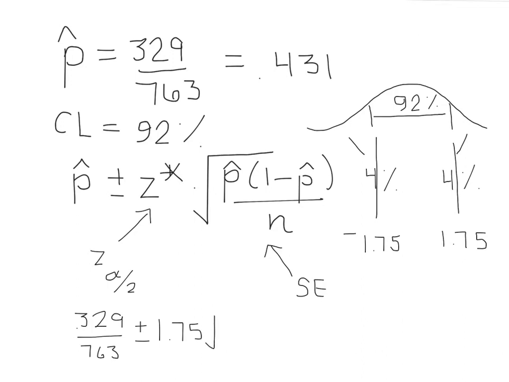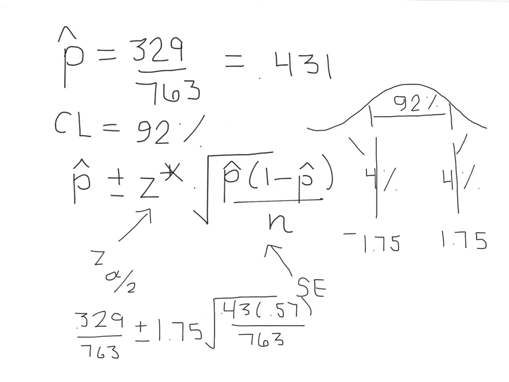And then we need to multiply that by our standard error, which is our p-hat, about 0.43, times 1 minus p-hat, which would be 0.57, over our sample size, which is 763. And then we just compute that. We type 329 over 763 minus 1.75 times the square root of 0.43 times 0.57 over 763, and then we do the plus as well.